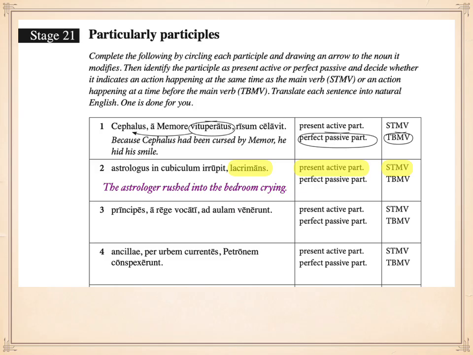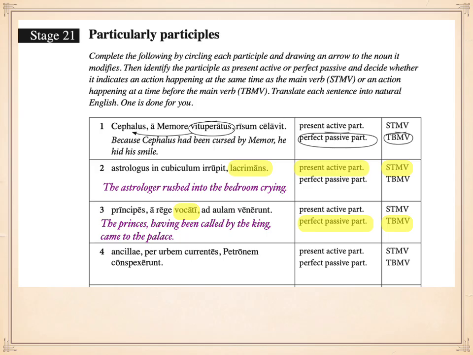Number three has principes rege vocati ad aulam venerant. And so we've got to find the participle. We know that that's vocati. So we'd probably translate this something like, the princes, having been called by the king, came to the palace. Vocati, we can see, is a perfect passive participle, which means this action is happening sometime before the main verb. They were called before they came to the palace.